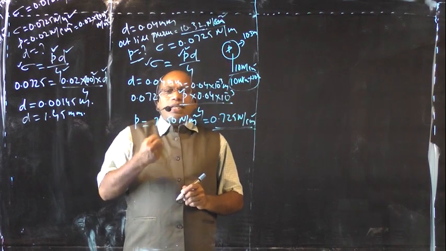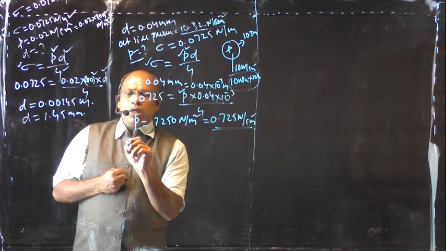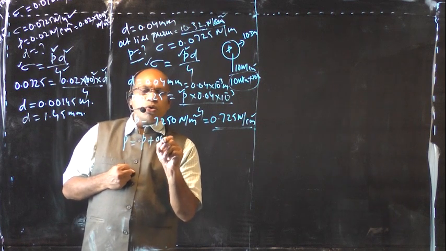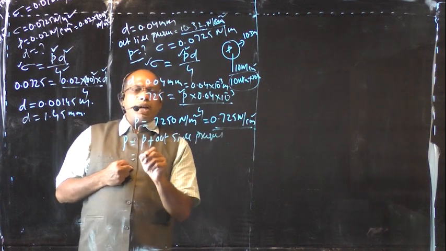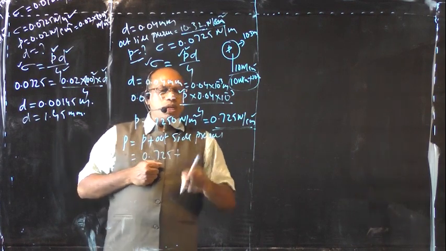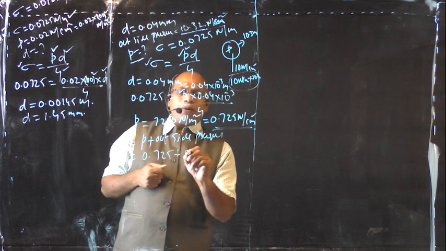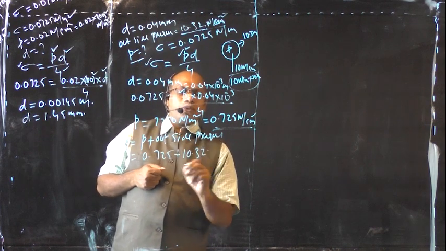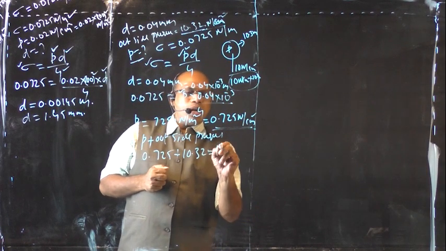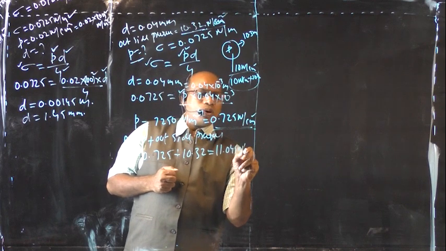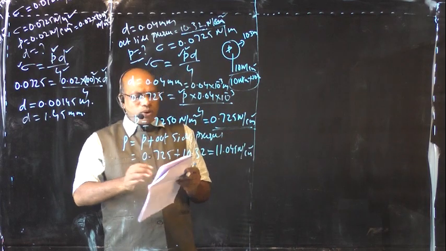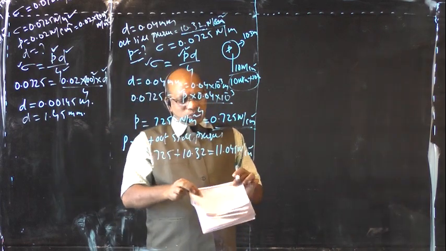Therefore the total pressure inside the water droplet equal to small p plus outside pressure. What is the pressure determined here? That is equal to 0.725 plus outside pressure given in the problem, that is equal to 10.32. Therefore the total pressure in the water droplet is equal to 11.045 Newton per cm square. Right?